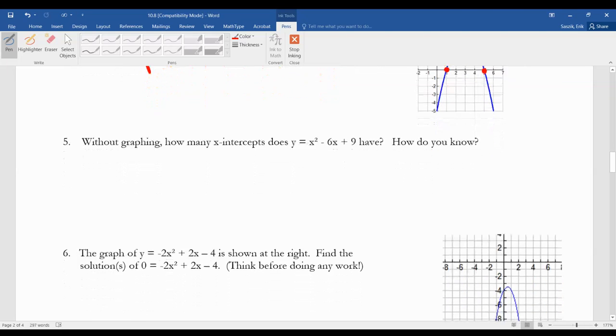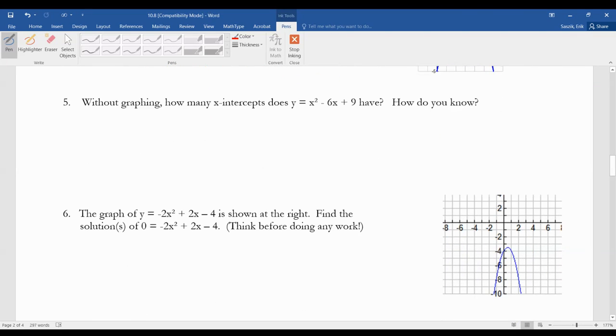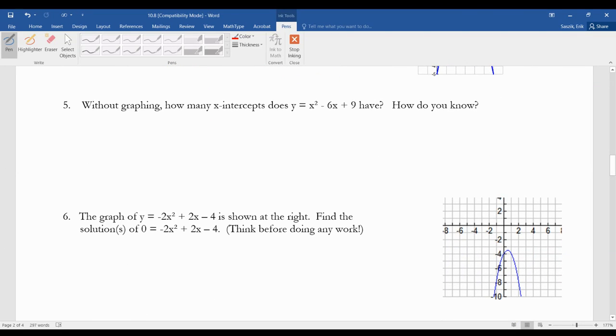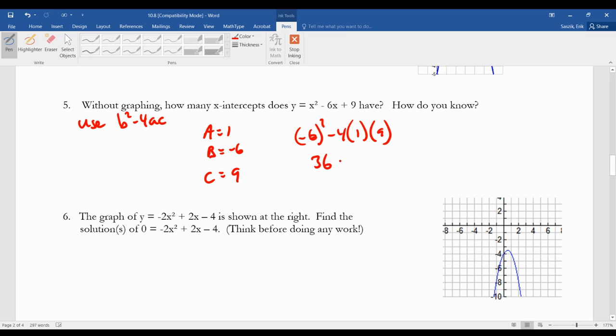And as I was saying, sometimes we just want to know how many answers there are. So look at this one. We're not even going to do the quadratic formula. We're just going to do part of it. We're going to do the b squared minus 4ac. Well, a is 1, b is negative 6, c is 9. So b squared minus 4 times a times c. That's 36 minus 36, which is 0.